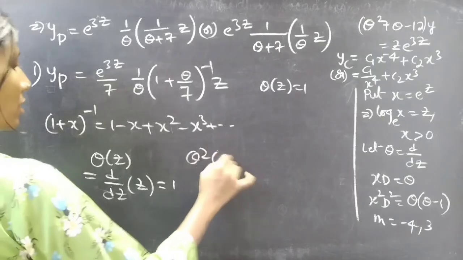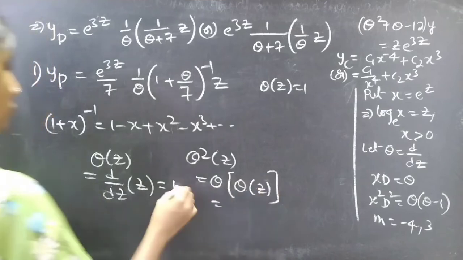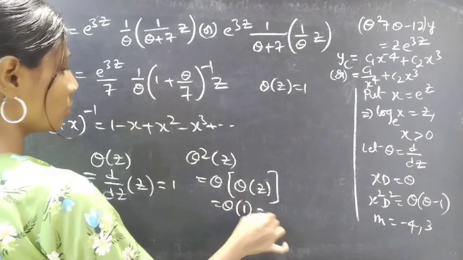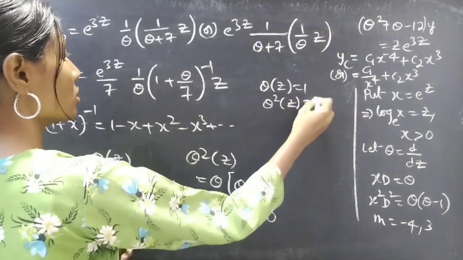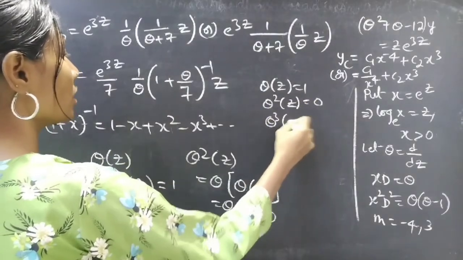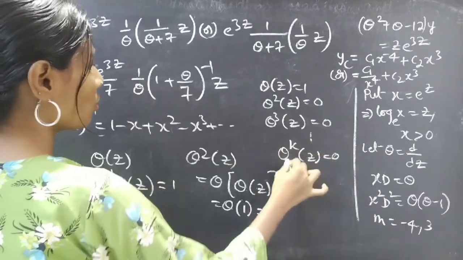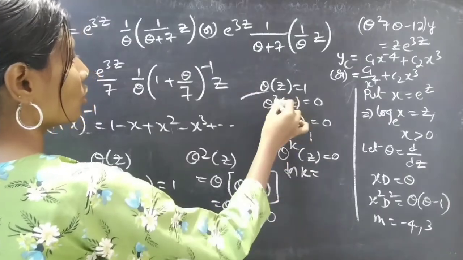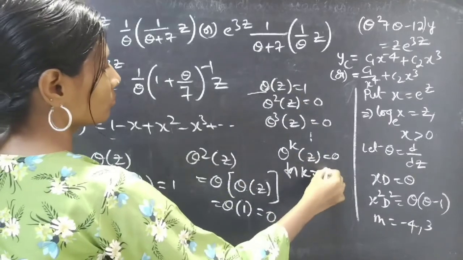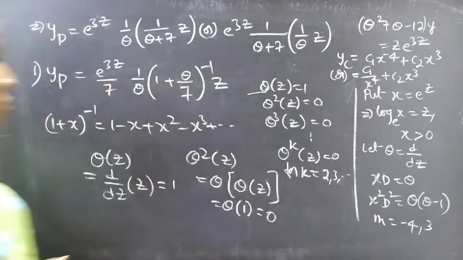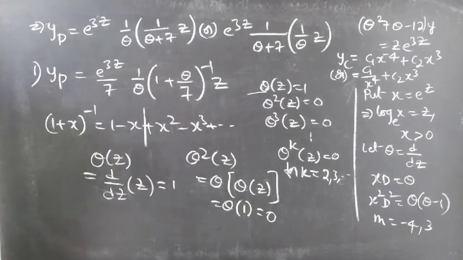Likewise, find theta square of z, which is equals to theta of z. We have the value for theta of z, which is a constant. Then derivative of a constant with respect to x is 0. So we'll get theta square of z equals to 0. Likewise, theta cube of z equals to 0, and so on. In general, theta power k of z equals to 0 for k equal to 2, 3, 4 and so on, right, from here. So we can neglect higher derivative terms from here. Okay, let's see.